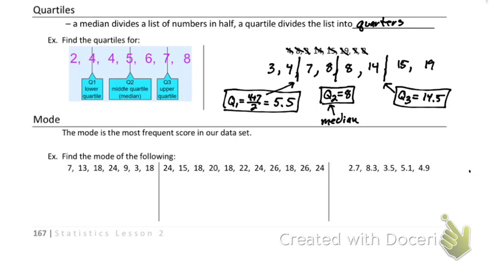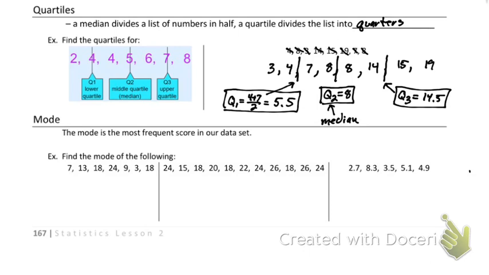All right, the last thing we're going to talk about is mode. Mode is the most frequent score in our data set. That is the number that appears the most in a particular data set. So we look at that first example. It says 7, 13, 18, 24, 9, 3, and 18. Which of those numbers repeats the most in that set?